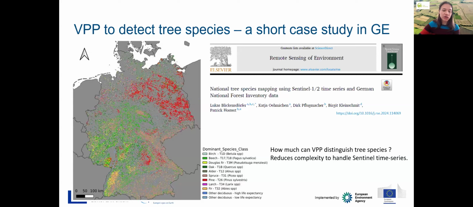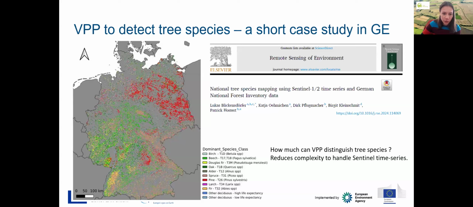And we actually wanted to try to see if we can use our HR-VPP parameters to also see a distinction between the responses of different tree species, because if so, it would mean that it would reduce the workload a lot, since you don't have to process entire Sentinel-2 or Sentinel-1 time series and homogenize all the data.